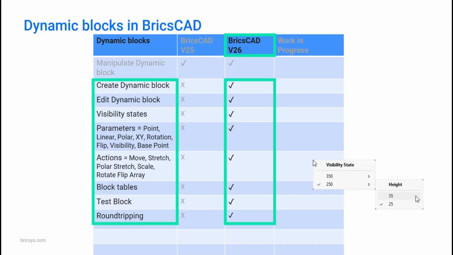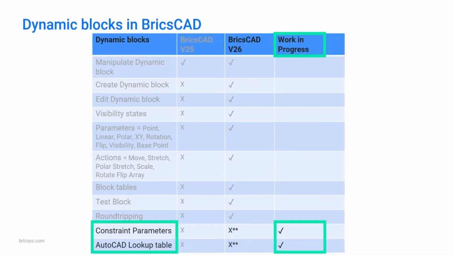Dynamic blocks made or edited in BricsCAD do round trip with AutoCAD, so you can easily use your blocks on both platforms without losing any features, which makes it easy to collaborate on projects. While BricsCAD V26 introduces exciting new capabilities for dynamic blocks, there are a few limitations.